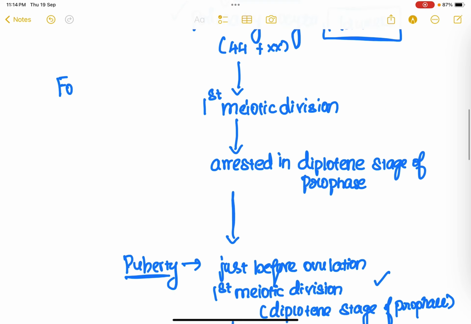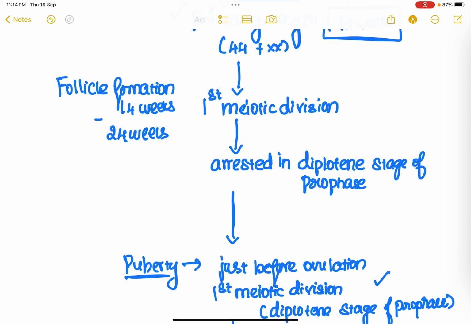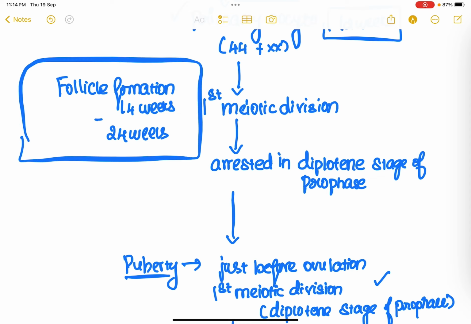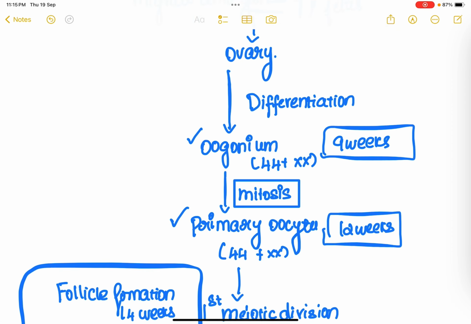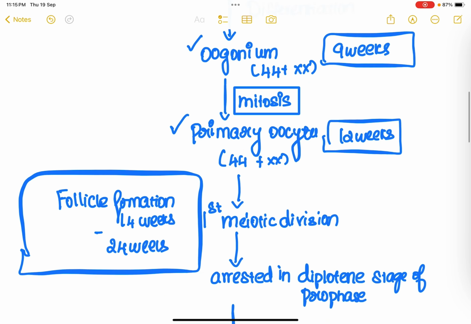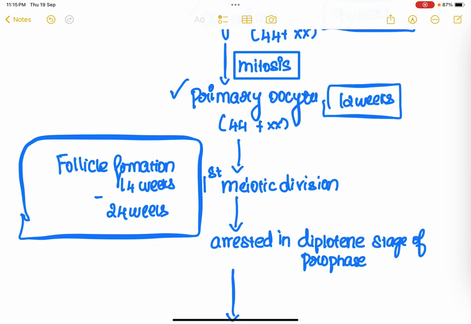The follicle formation will begin at around 14 weeks and it gets completed in around 24 weeks. So these are the timelines when these cells are going to get formed. So oogonia get formed by 9 weeks, primary oocyte by 12 weeks. So when this primary oocyte is going to enter the first meiotic division and arrested in the diplotene stage of the prophase, the follicle formation is going to begin, right?